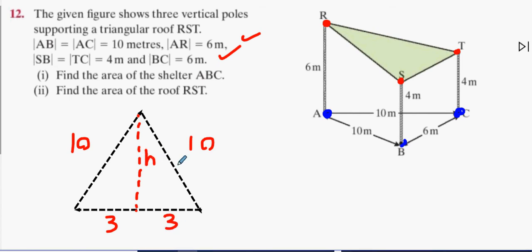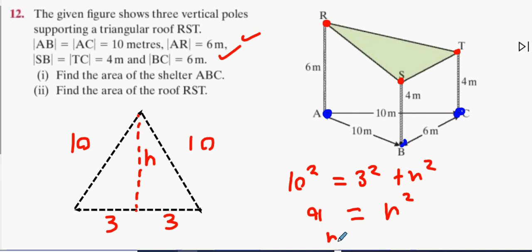Calculate the height H. How'd you do that? Pythagoras. 10 squared equals 3 squared plus h squared. H squared equals 100 take away 9 is 91. H equals root 91. Is that okay with you guys?